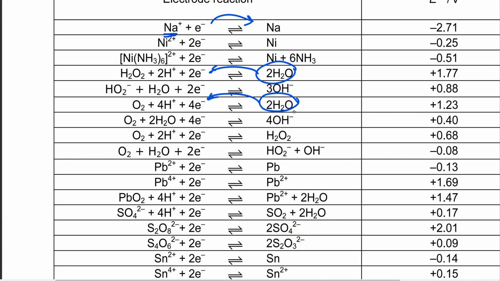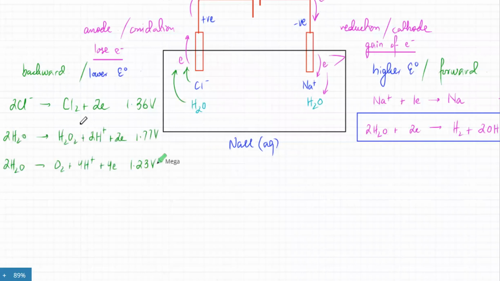Then you have two water molecules, and in the second equation they're also losing electrons to form O2 plus 4H plus 1 plus 4 electrons. The value for this is 1.23 volts. So I've copied two reactions. Remember, in the backward direction, I want them to lose electrons. So here are my two reactions.